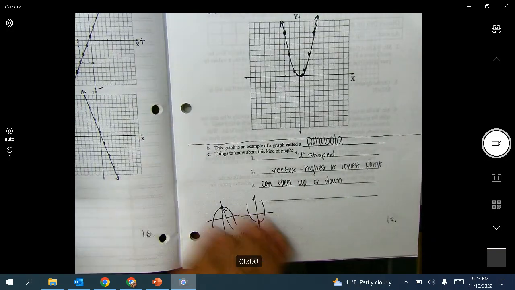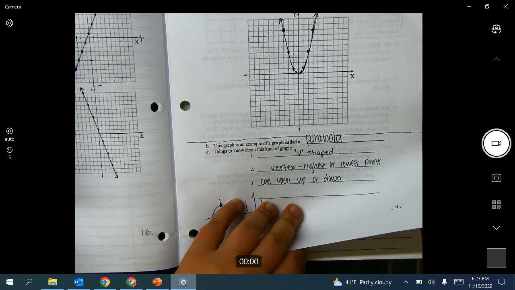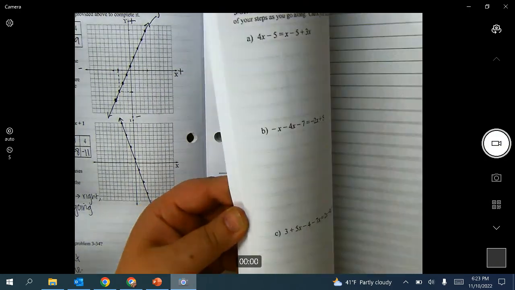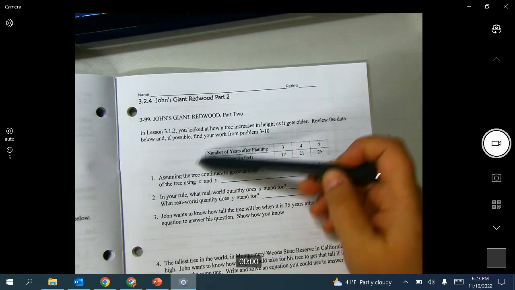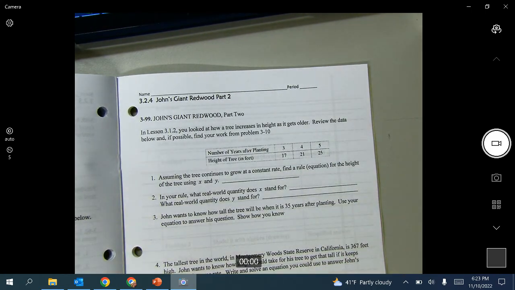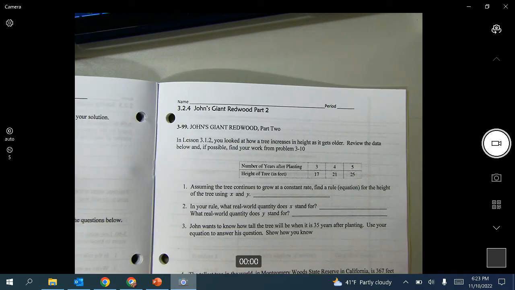All right, and then the last part for today, we're going to go ahead and write an equation. Now that we've been practicing with equations a little bit, we're going to go to page 37. Okay, so this is page 37, and I just want to talk about this John's Giant Redwood. If you guys remember, a couple days ago, you started talking about John's Giant Redwood tree, which starts on page 4 of your workbook. Right, this thing, the John's Giant Redwood that we did. So now we're going to actually write an equation for that relationship.